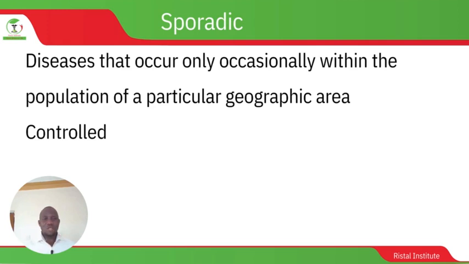And then we have conditions that occur sporadically. This is to mean that they occasionally appear within the population. But this also means that the condition is actually controlled, but once in a while, the condition actually appears.